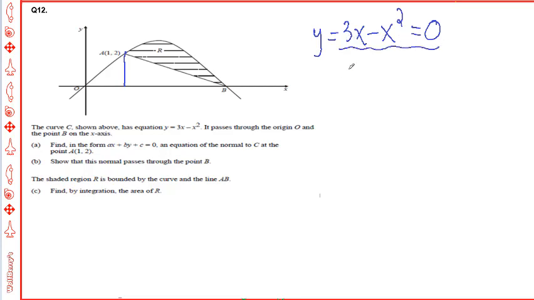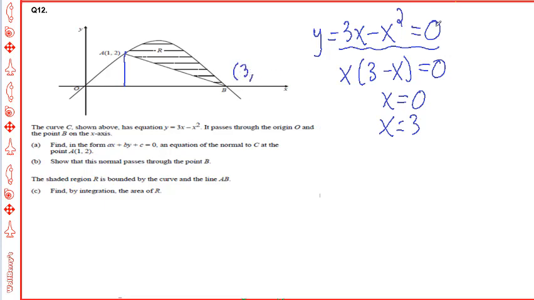Factorize, take x as a common factor. x times 3 minus x equals 0. So either x equals 0, which is this point here, or 3 minus x equals 0, which means x equals 3, which is clearly that point there. So here x is 3, and we said from the beginning y is 0. Now we have both points.